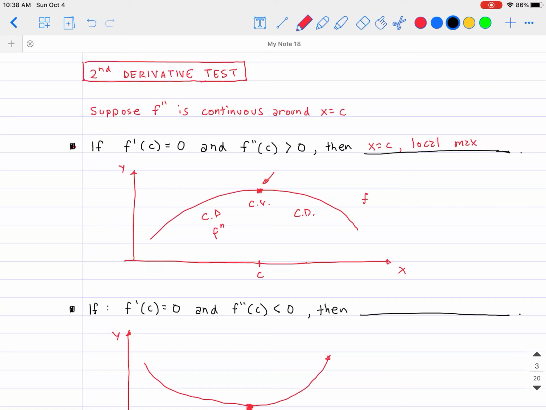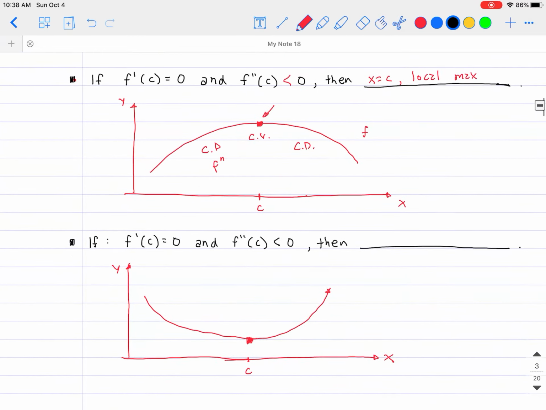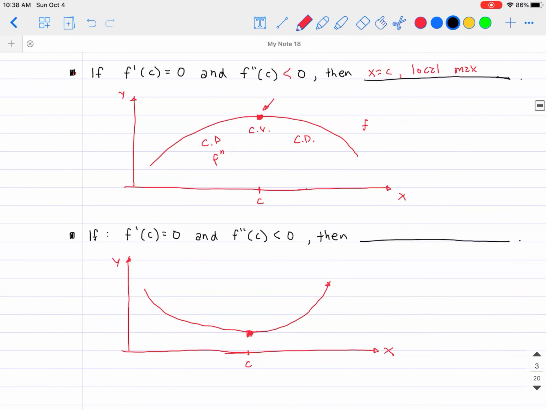Oops, actually, I think I kind of reversed it. So over here, it really should say f double prime is less than 0. So that means that this guy right here, let me change it. Because that is supposed to be for concave down right here, okay? So if f double prime is less than 0, then we have concave down. In addition to that, where f prime is equal to 0, you have a local maximum. So that's the first part of the second derivative test.